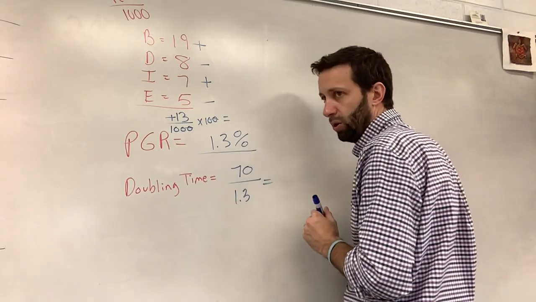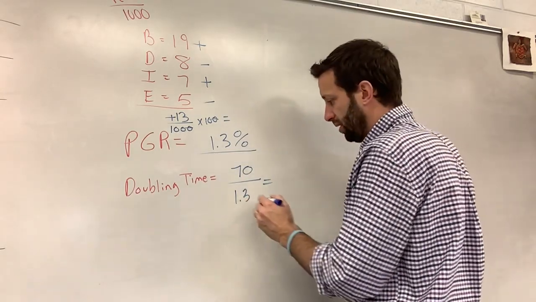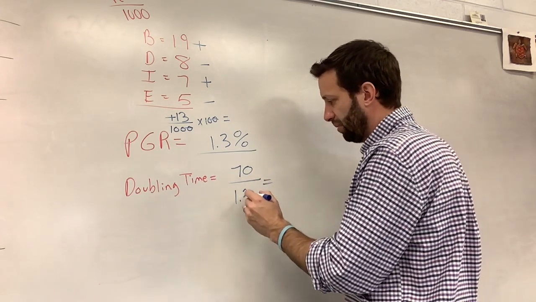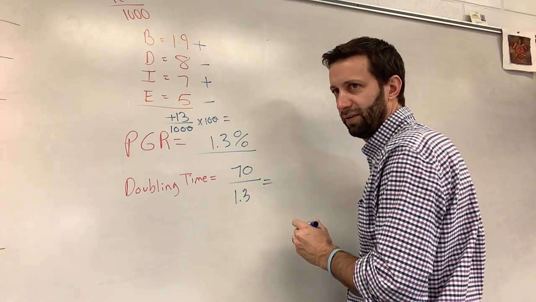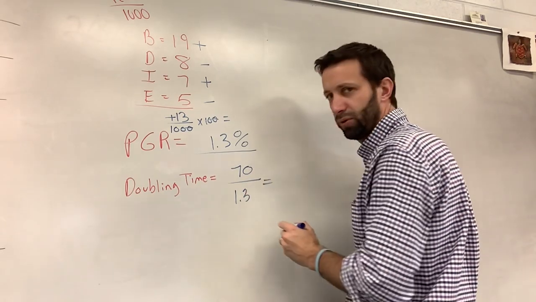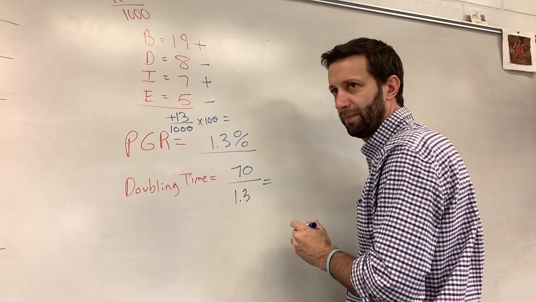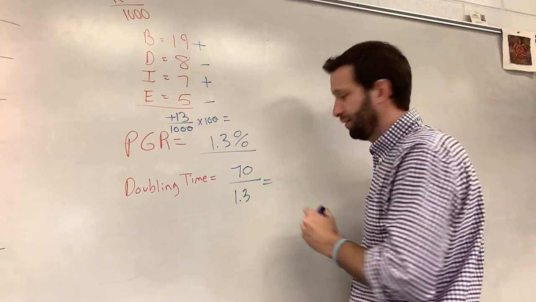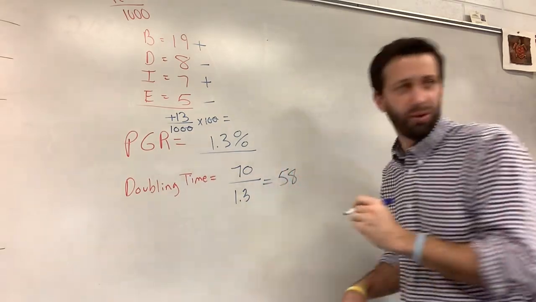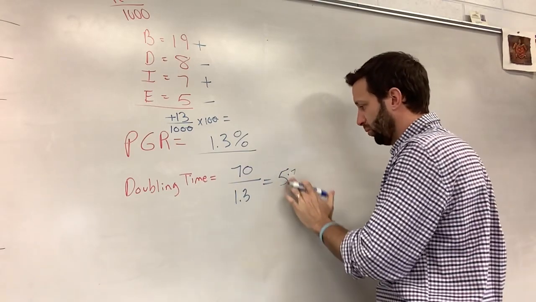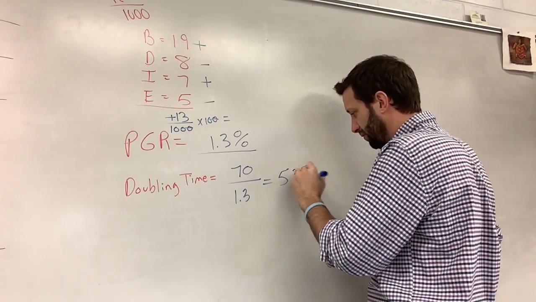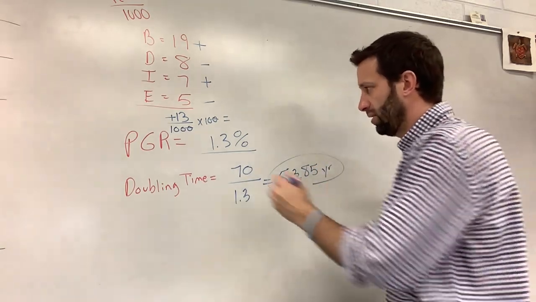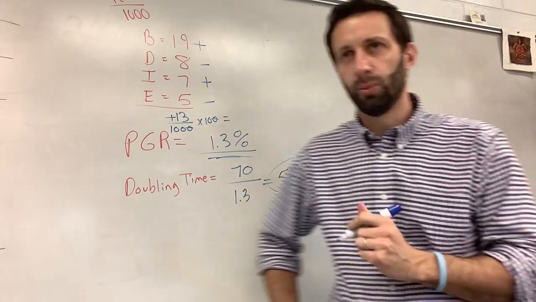Did you get it, Walker? You take 70 and you divide it by this in your calculator. I got roughly 58 years. Is that what y'all got? I got 53.85. We got to work on your calculator. 53.85 years. So it'll take us about 54 years at this present growth for that population to double.